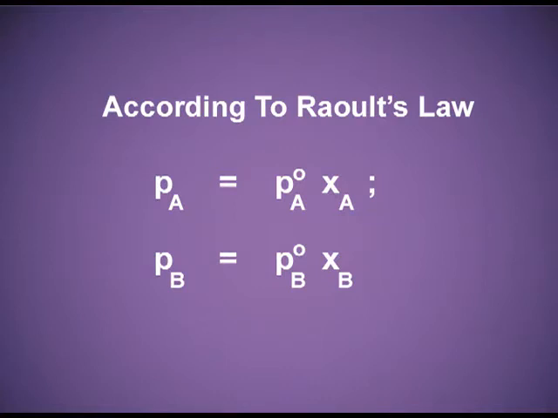And the fourth point is that mathematically it will obey Raoult's law. The mathematical expression is that the partial vapor pressure of A will be equal to the vapor pressure of pure A multiplied by the mole fraction of A. Similarly, the partial vapor pressure of B is equal to the vapor pressure of pure B multiplied by the mole fraction of B. So, I have explained the ideal solution.